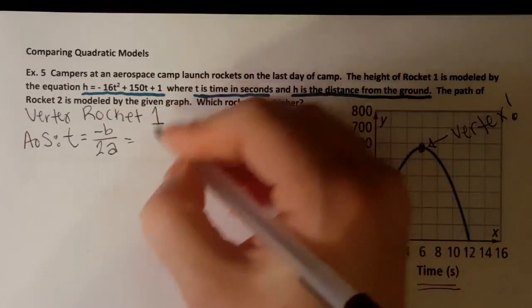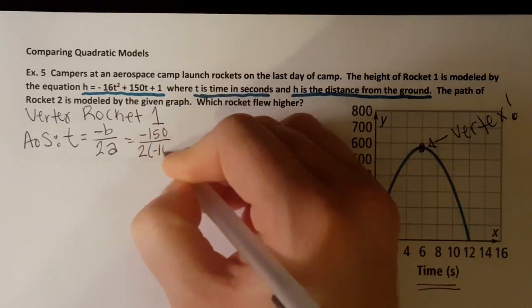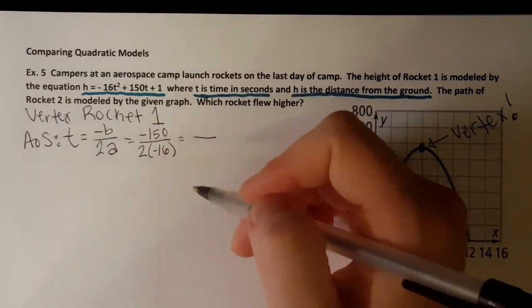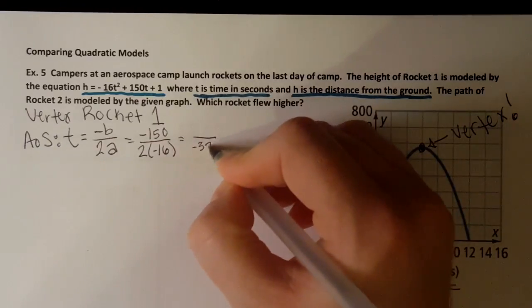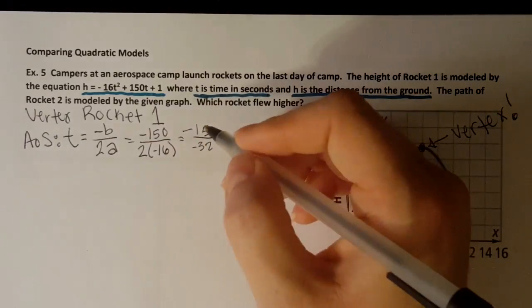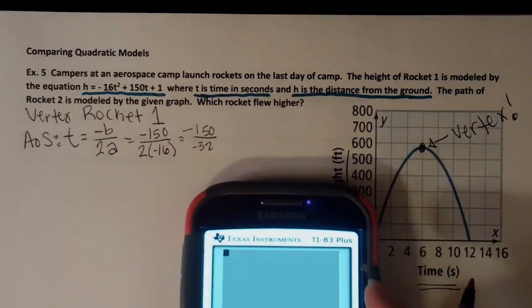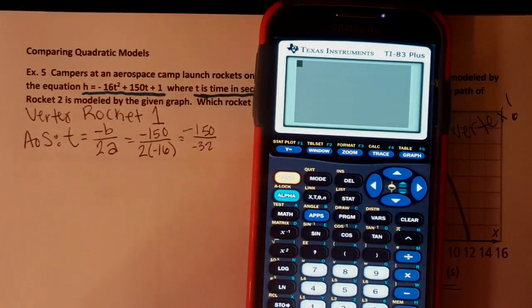b is 150, so I'm going to write negative 150 over 2 times a. a is negative 16. You should multiply that denominator first before you type into your calculator. 2 times negative 16 is negative 32. So negative 150 divided by negative 32. I have my calculator app on my cell phone. Remember that Wabbit EMU? It's a great little app.